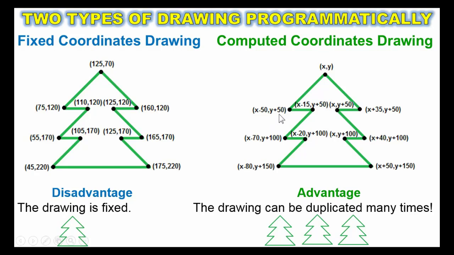The advantage of computed coordinates drawing is that the drawing can be duplicated many times since it is not fixed. It is changeable or dynamic. You can draw as many trees on the canvas. Unlike the fixed coordinate drawing, you can only draw one tree as an example.